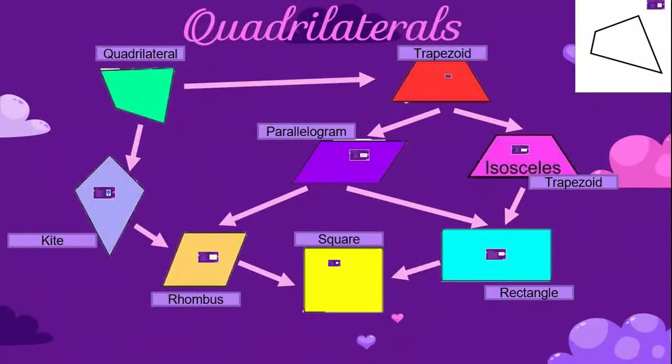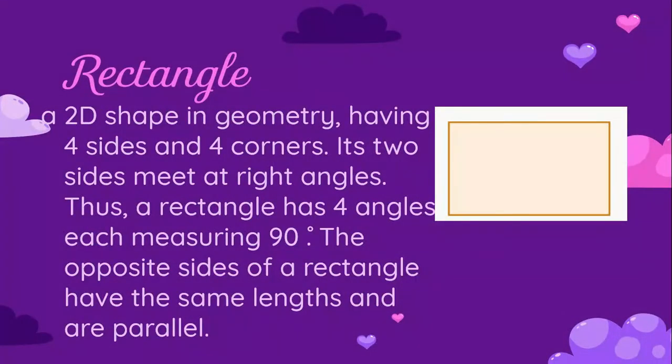Next one, we have the other kind of parallelogram and isosceles trapezoid, which is the rectangle. What is a rectangle? It is a two-dimensional shape in geometry having four sides and four corners, of course, because this is a quadrilateral. Its two sides meet at right angles. Thus, a rectangle has four angles, each measuring 90 degrees. The opposite sides of a rectangle have the same lengths and are parallel.